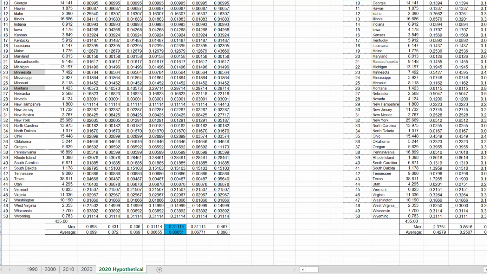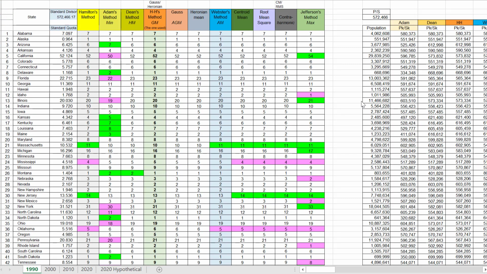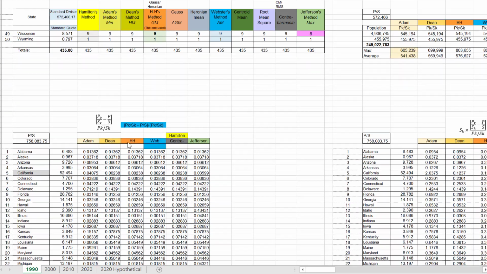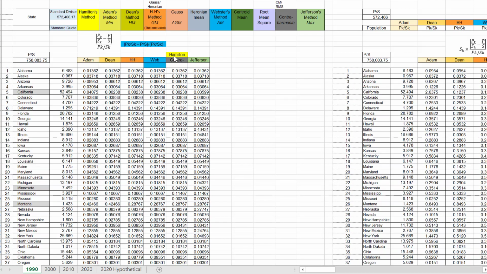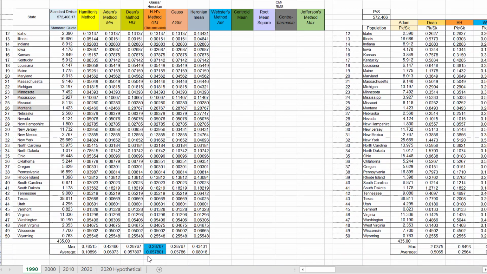And one last one. For 1990, again, Hamilton will be different than Huntington Hill and Webster. There's the relative. I didn't do pairwise comparison here, but just Webster is the minimum there, which is different than Hamilton and Huntington Hill. So close, but Webster is the smallest. Look at the numbers long enough.